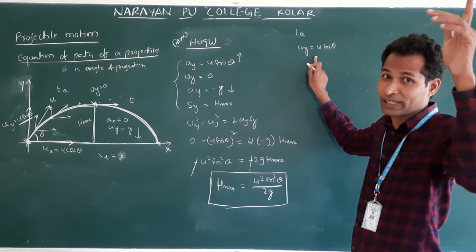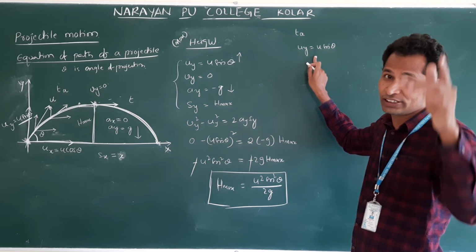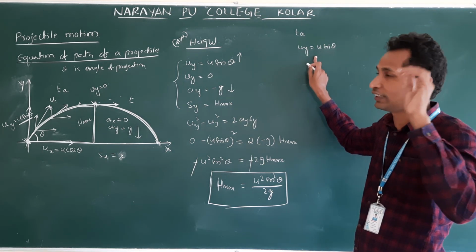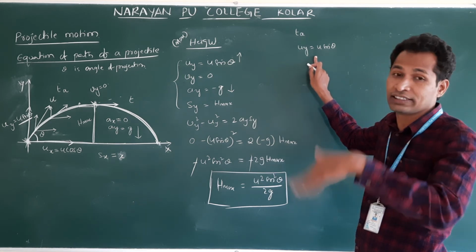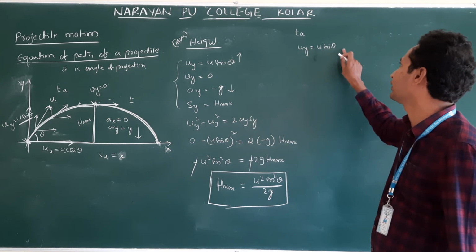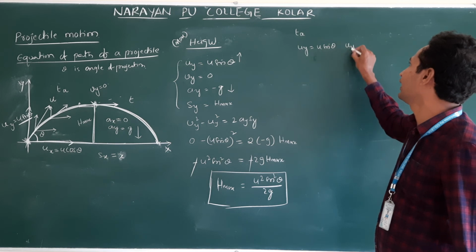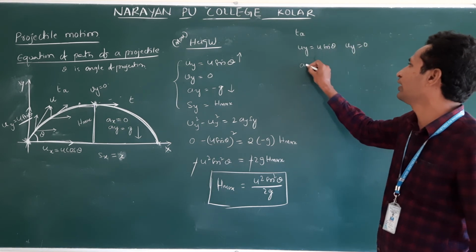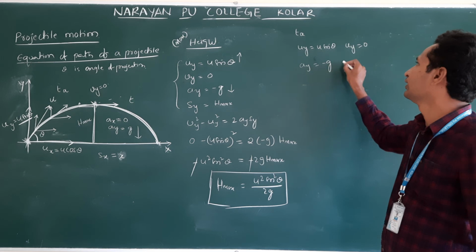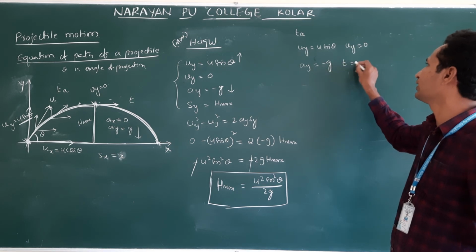In the definition, what are we talking about? To reach maximum height. Height is there in which direction? Along y direction. So uy. Final velocity along y direction is 0. Ay is equal to minus g. Time we are considering t is equal to ta.